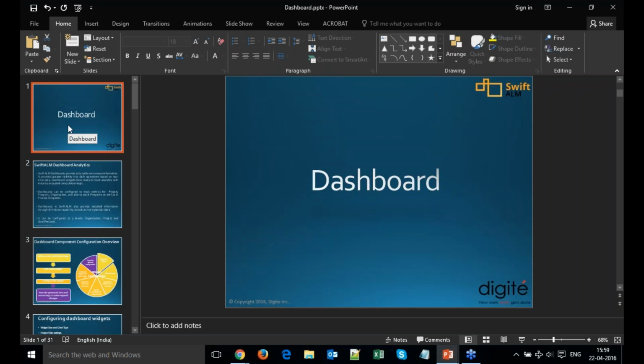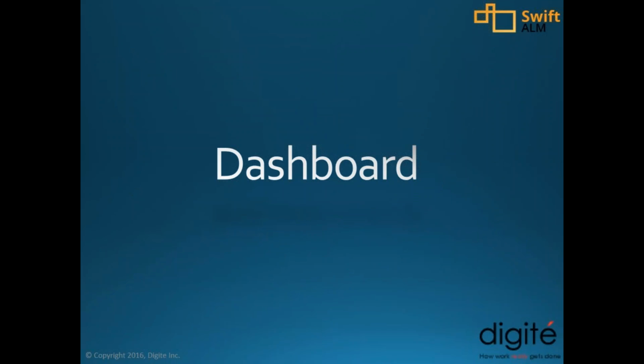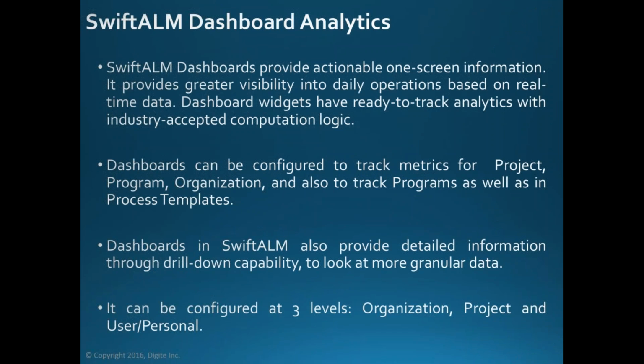Okay. So let me just have a brief intro on the dashboards. We have basically dashboards at three levels. First is at the organizational level. The second is at the project level, both project and program combined together. So program is again a project, so I will just use the word project here at the moment. And the third level is your user level or personal level. So at three levels you can configure your dashboards.